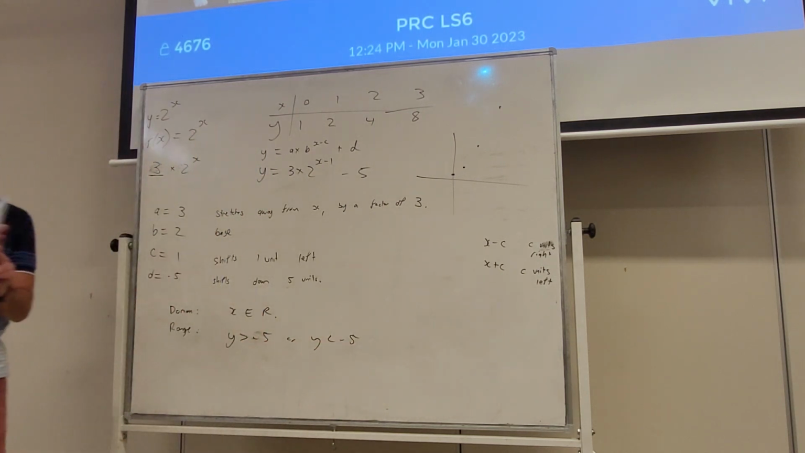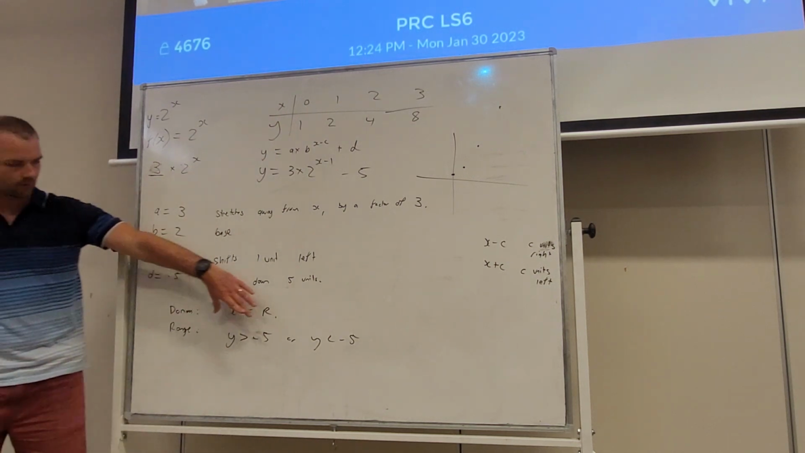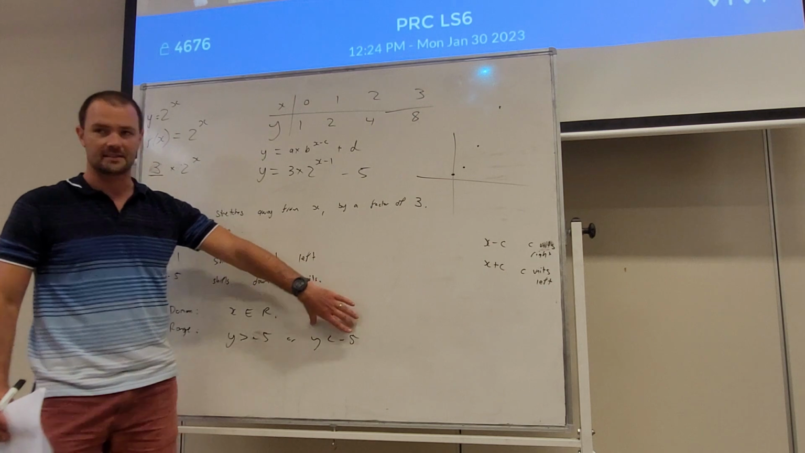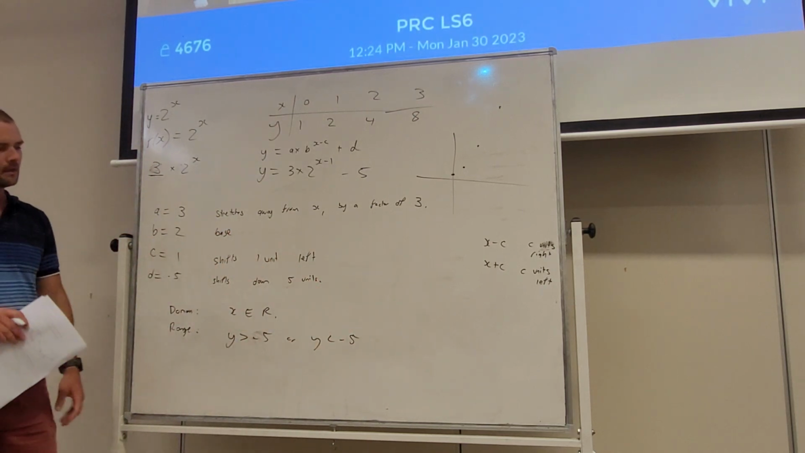So that's the last dot point, that's where I've got that from. And there is a typo, it says x greater than d or x less than d. When we're talking about range, we're talking about possible values of y. So y is either greater than -5 or y is less than -5. They're the 2 options, but we've got to decide which one it is.